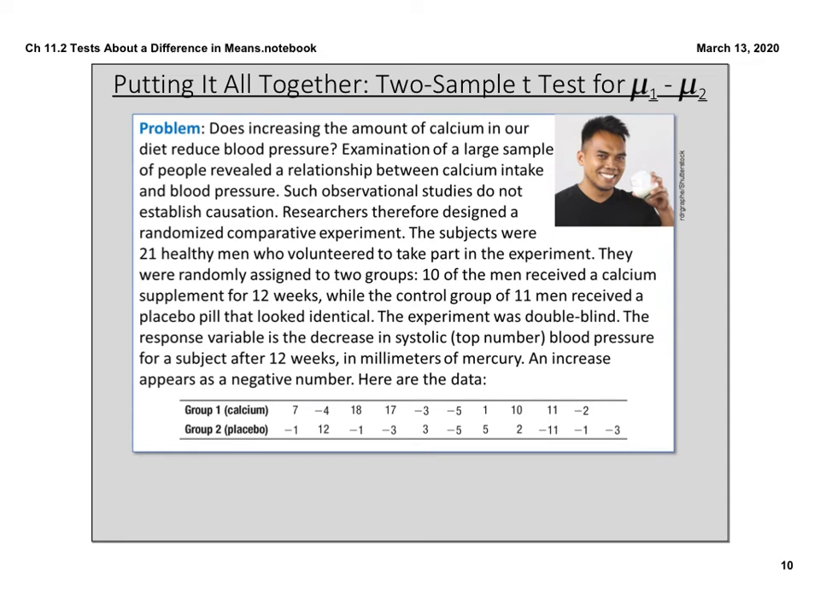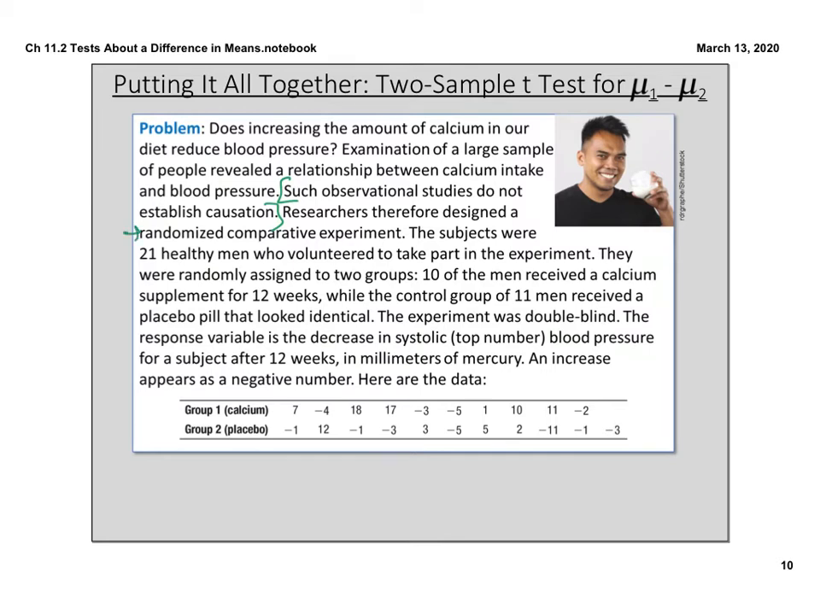All right, so now let's do one of these from start to finish. We're going to do one more together, and we're going to actually carry out all 4 steps. So does increasing the amount of calcium in our diet reduce blood pressure? Examination of a large sample of people revealed a relationship between calcium intake and blood pressure. Such observational studies do not establish causation. That's an important thing to note. Researchers therefore designed a randomized comparative experiment.